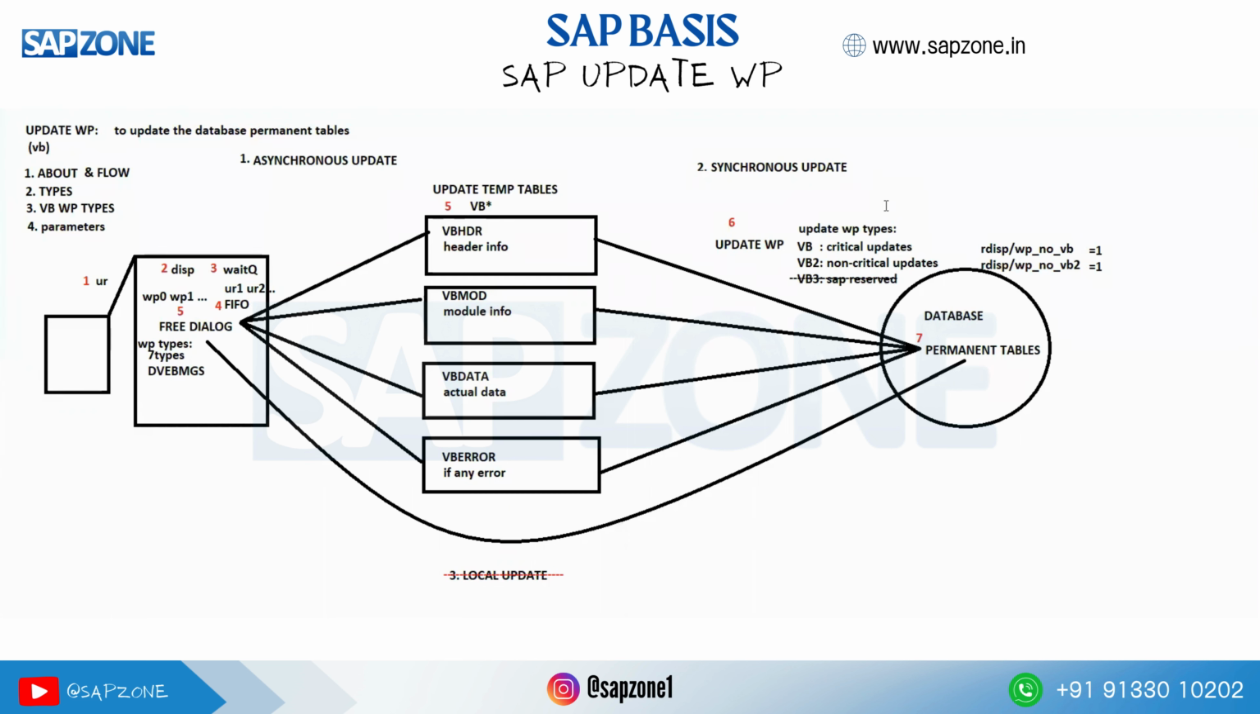When it comes to asynchronous update, how will it be? The dialog will go and update the temporary tables. All these are four tables, right? Yes, correct. One more question: it can work as multiple, right? As you said, during synchronous update it will accept only one. So how does asynchronous update work?